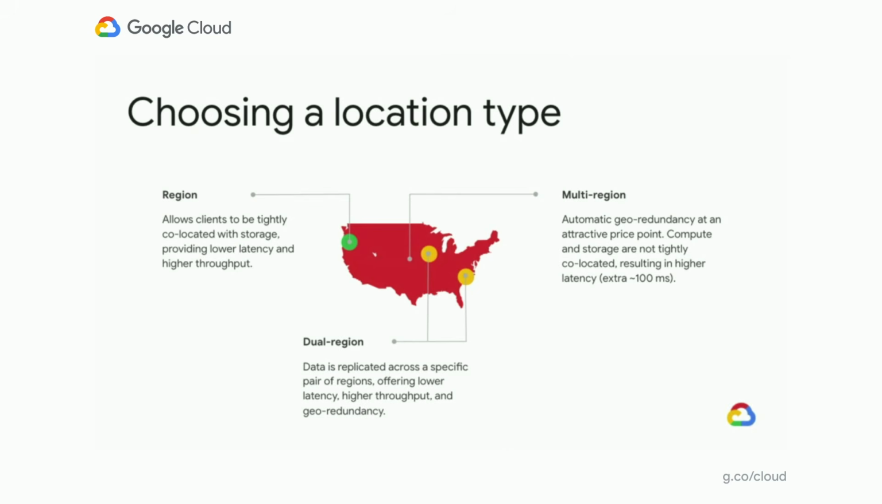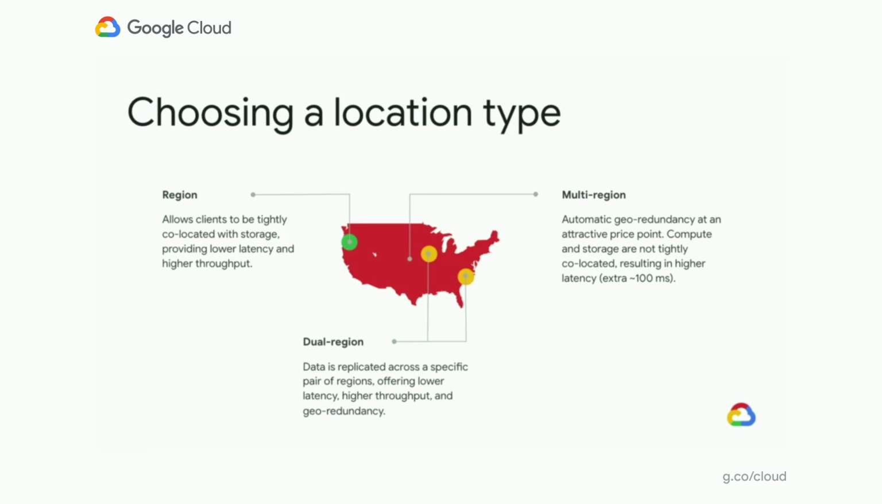So the advantage is you can then run your VMs or other cloud services and have that compute and storage be co-located for the best possible performance. And regions also provide a very attractive price point.